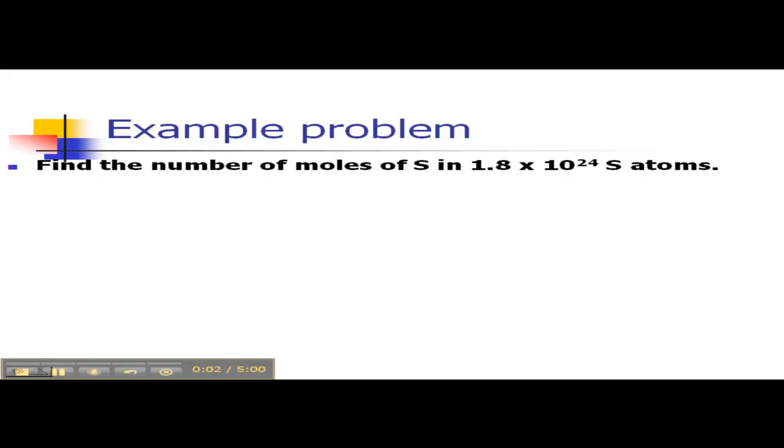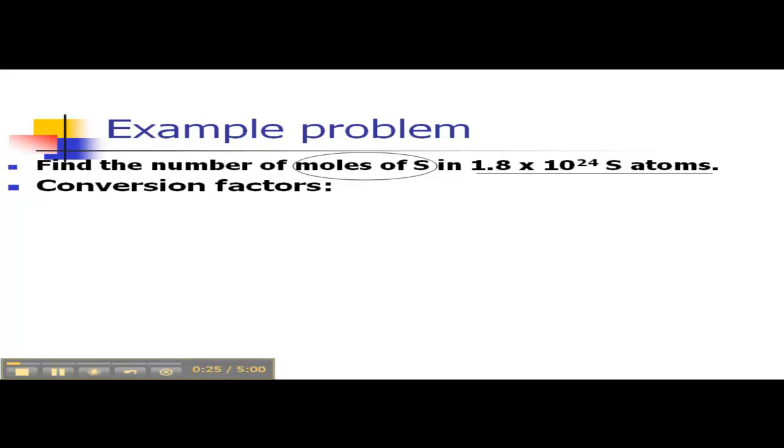Here's our next example problem. We're going to find the number of moles of sulfur that are in 1.8 times 10 to the 24 sulfur atoms. So we want to underline our given, which is our amount of sulfur atoms, and we're looking for moles of sulfur here. And it is important to know that this is moles of sulfur, because when we get to stoichiometry, that'll change a little bit.